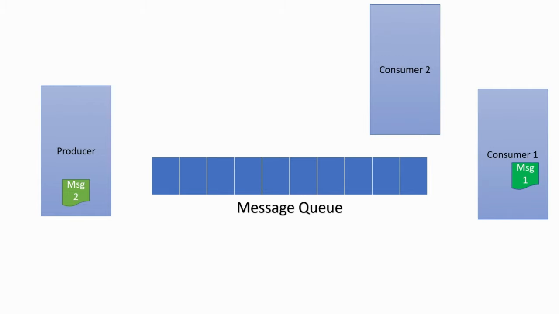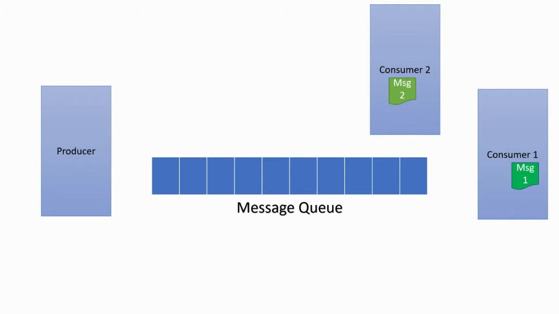And let's see the path of message 2. Once it is produced, it gets pushed to the message queue, and message 2 is consumed by consumer 2. So that's how the flow goes. This is essentially a basic animation of the message queue. There can be multiple producers and consumers for the message queue.